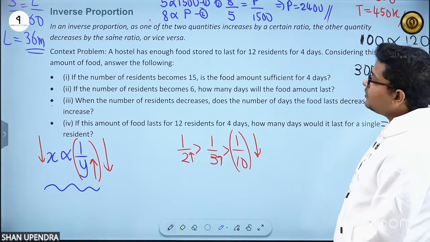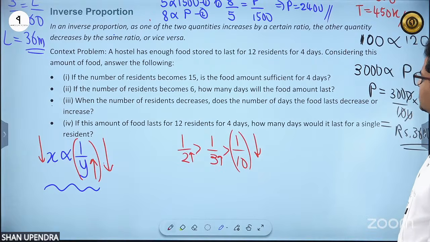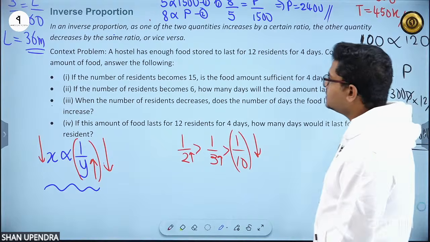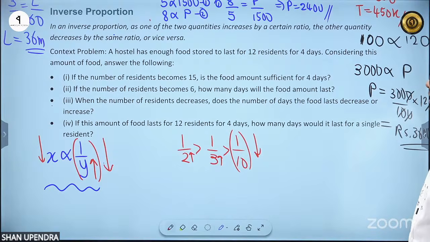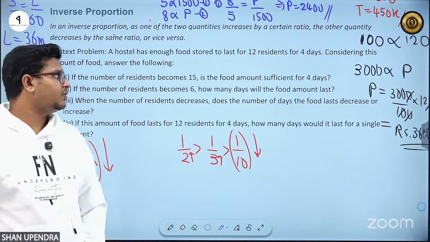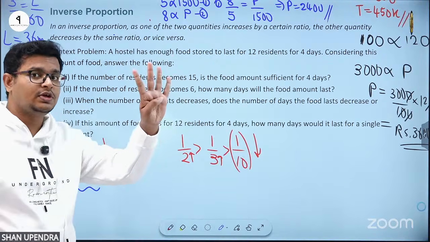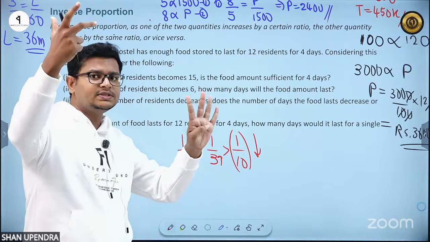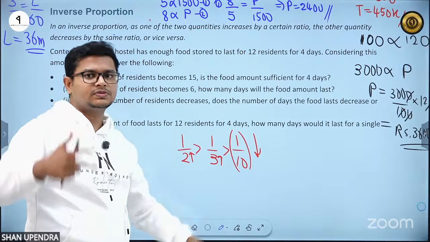For a problem, you can see a given example. A hostel has enough food stored to last for residents for 4 days. Considering this amount of food, answer the following. I mean if there are 12 residents, then that food is sufficient for 4 days. If you increase the number of residents, then the number of days will definitely be reduced.